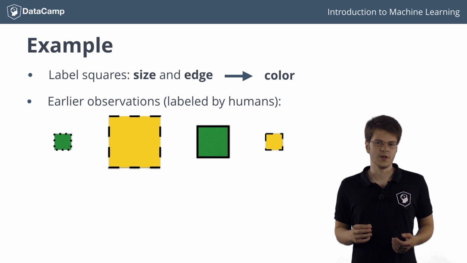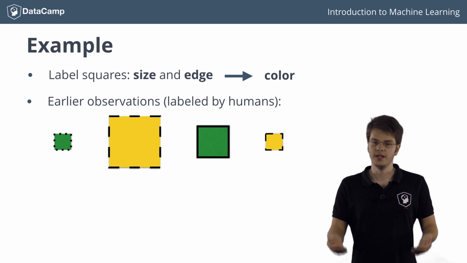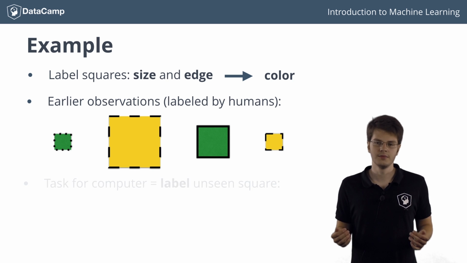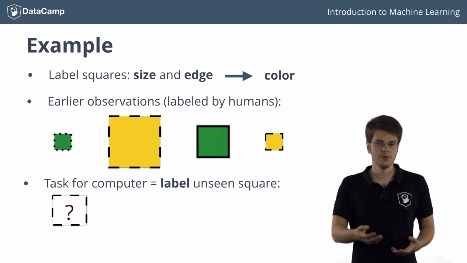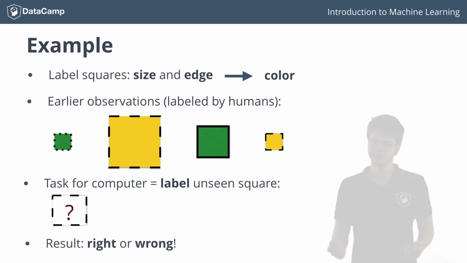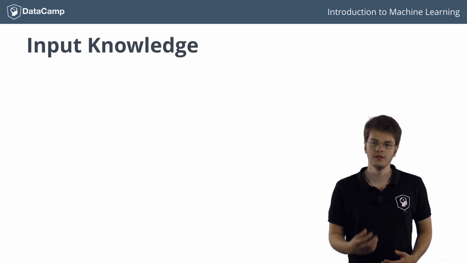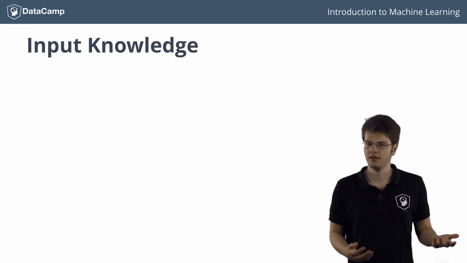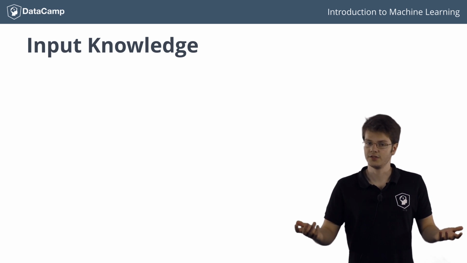A machine learning algorithm can use these observations or instances to make an informed guess about how to label an unseen square. An example could be a medium striped square. The computer can be right or wrong in doing so. This specific example was a classification problem. There are many types of machine learning problems. Some are related and others are pretty exotic.